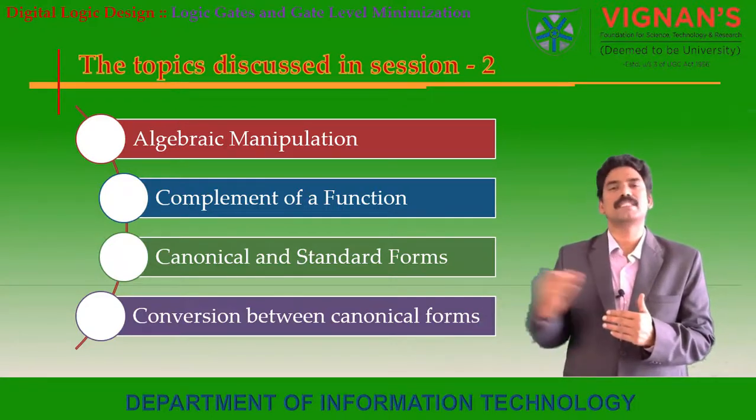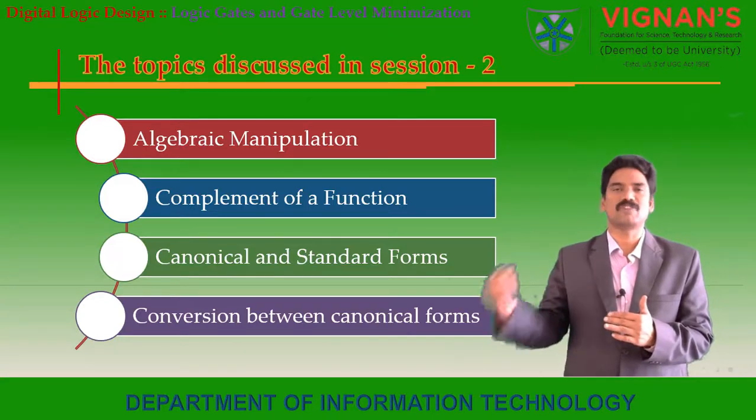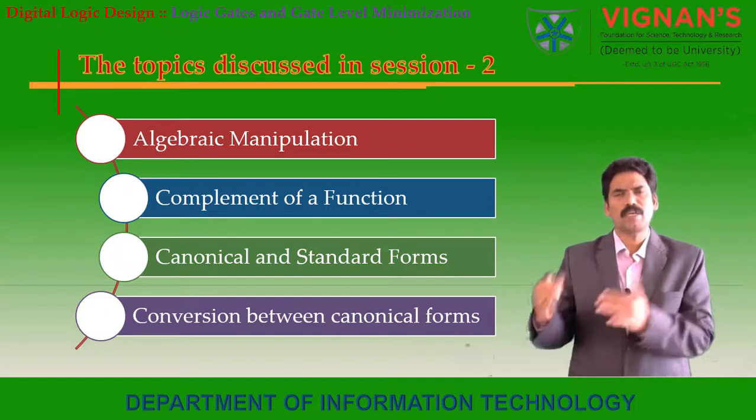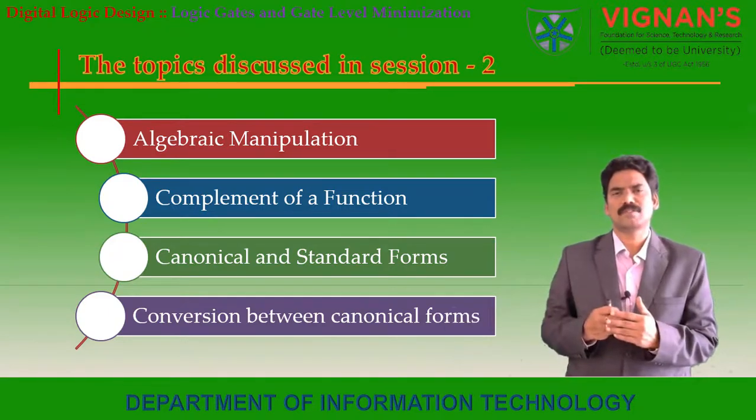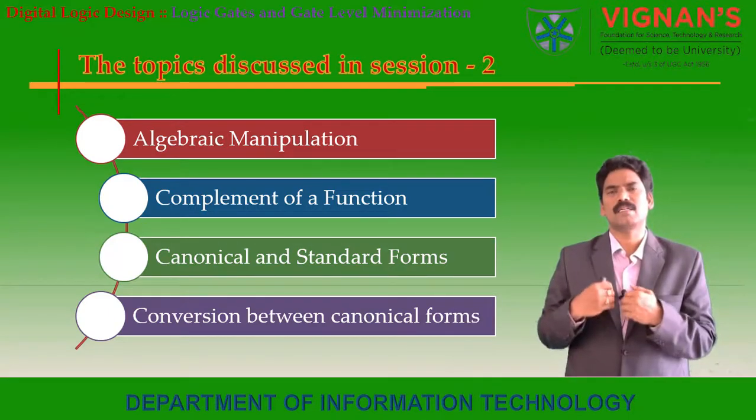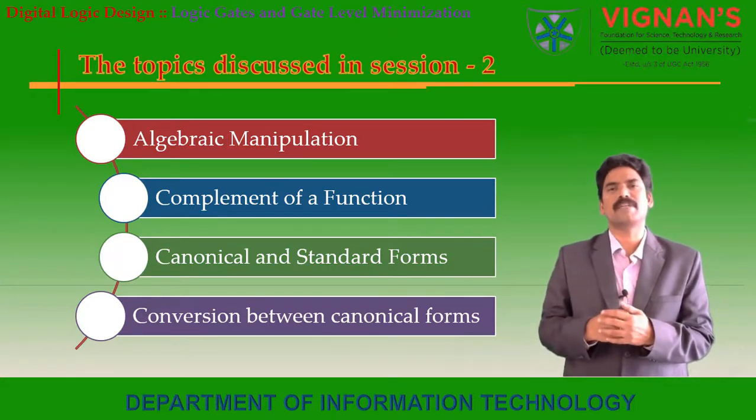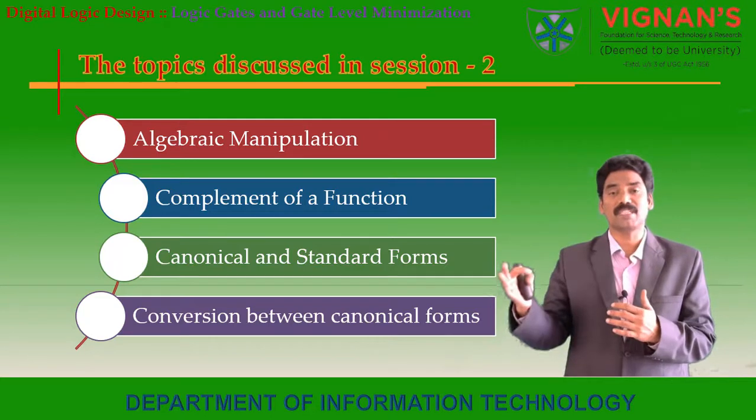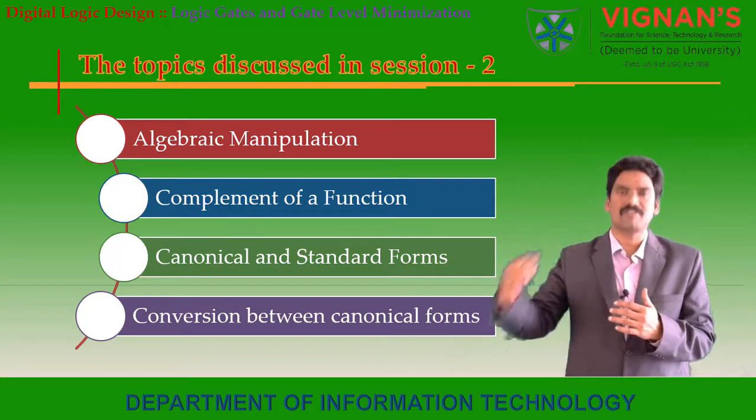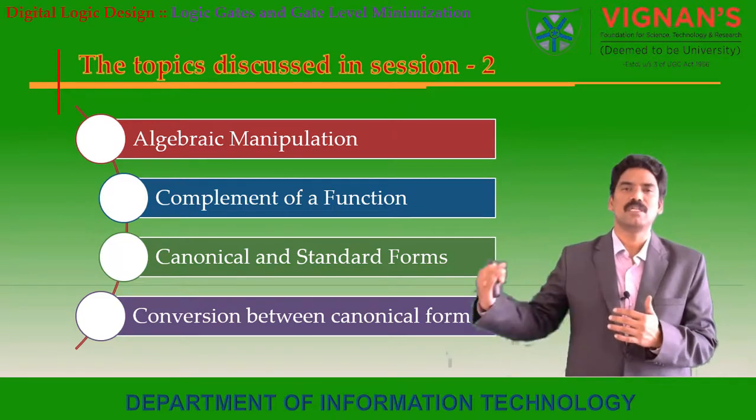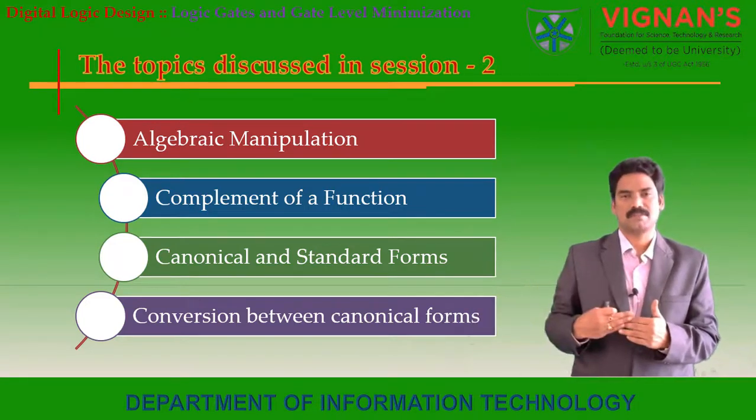And next we discussed the complement of a function. How to find the complement of a function? There are 2 ways. One is straight away applying De Morgan's laws, we can get the complement of a function. Another way is first we find the dual of a function, then complementing each variable gives the complement of the function.